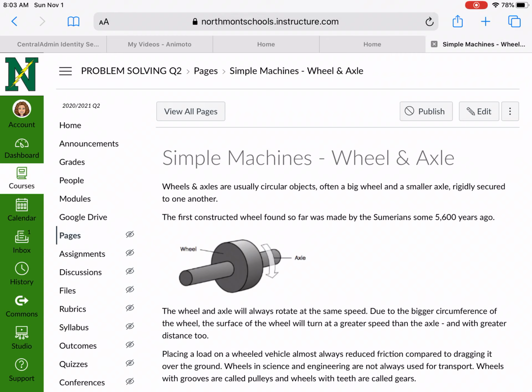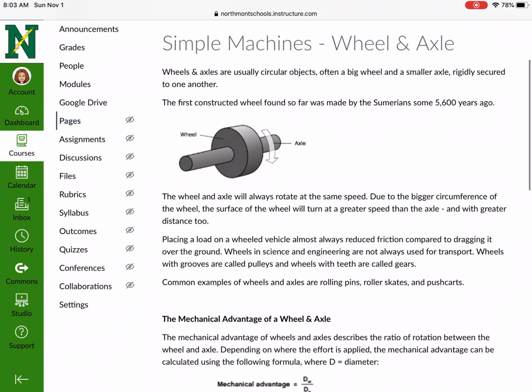Wheel and axle is the next simple machine you're going to look at. Wheel and axle has two parts, a wheel that is connected to an axle. They have to be rigidly secured to one another. The wheel cannot freely move around the axle.